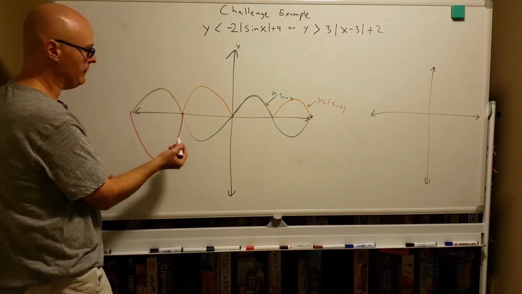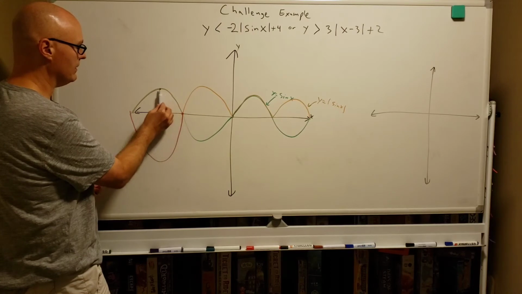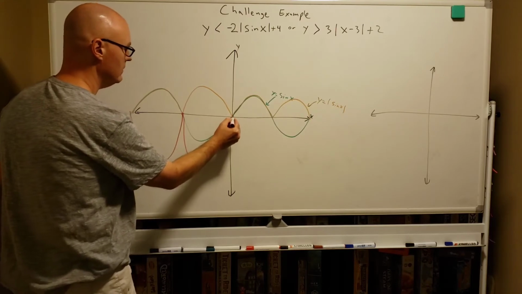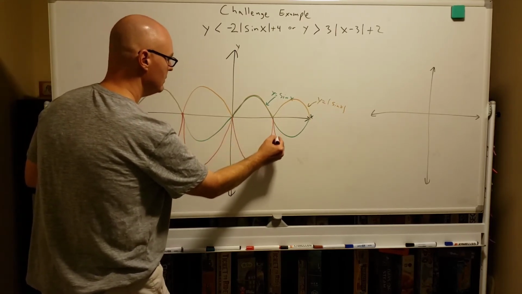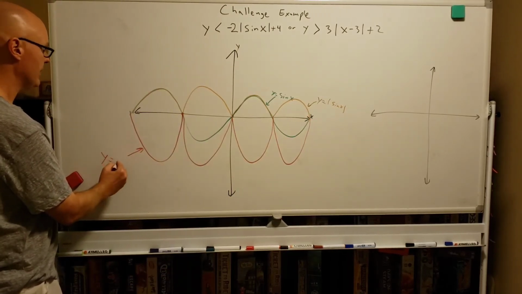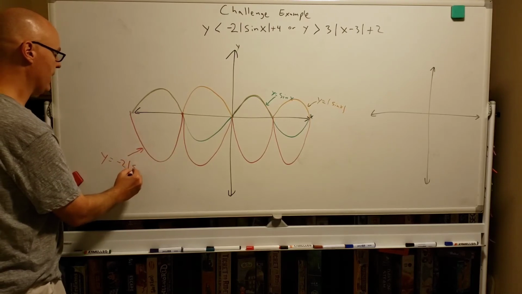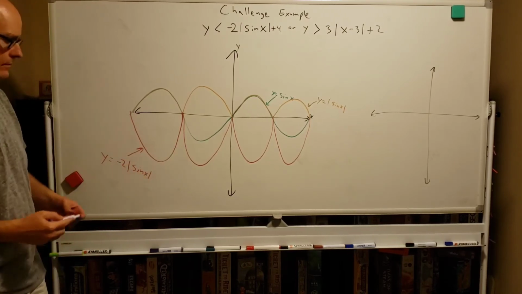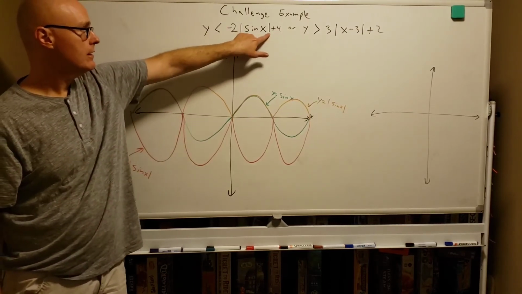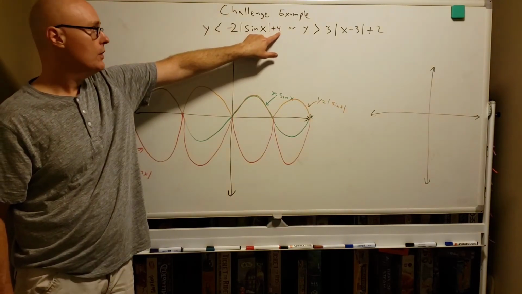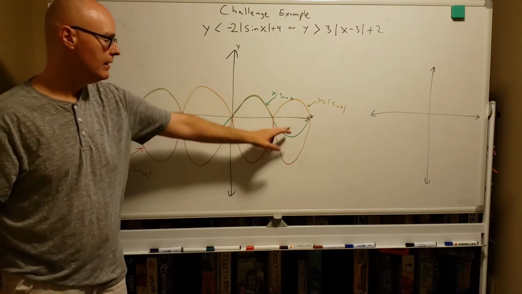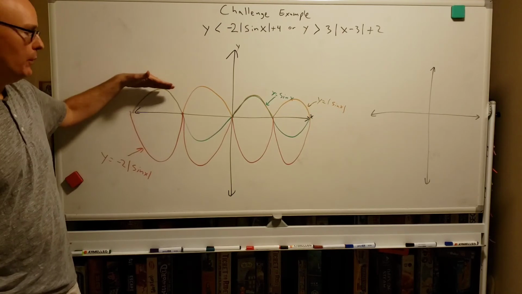Flips me over the axis. My zeros are still going to be 0, right? But I'm going to multiply every point along this line by negative 2. All right, so this is y is equal to negative 2 times the absolute value of sine of x. That gives me this portion right here. So now I've got this constant. So every point along this red curve, I'm going to add 4 to it.